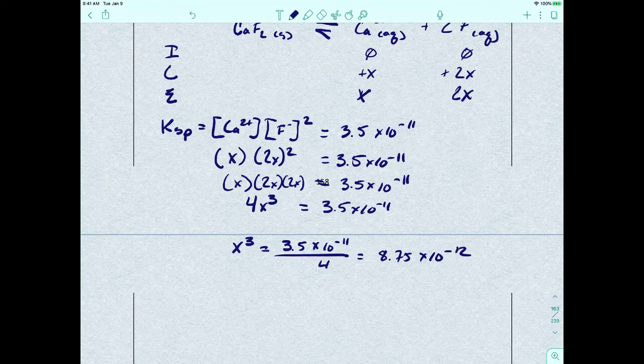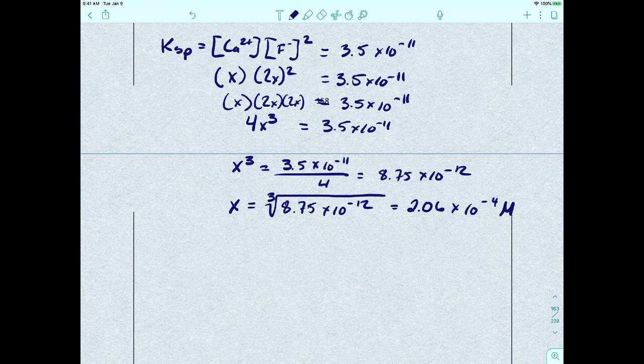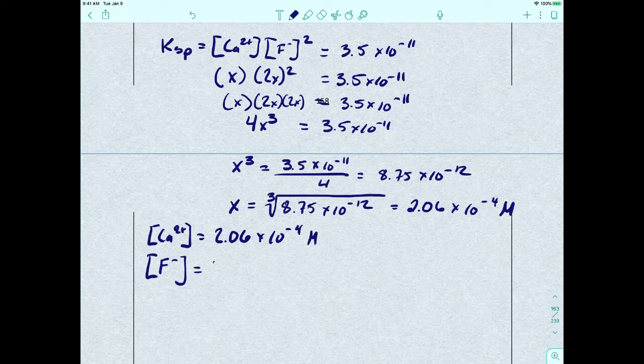And then we've got this x cubed. So what we're going to do is take the cube root of that value, 8.75 times 10 to the minus 12. And so that tells us that x is going to be 2.06 times 10 to the minus 4th molar. Okay, so what that tells us is that the concentration of calcium 2 plus in solution should be 2.06 times 10 to the minus 4th molar, and the concentration of fluoride ions, because it's going to be 2x, 2 times x, that will give us 4.12 times 10 to the minus 4th molar.